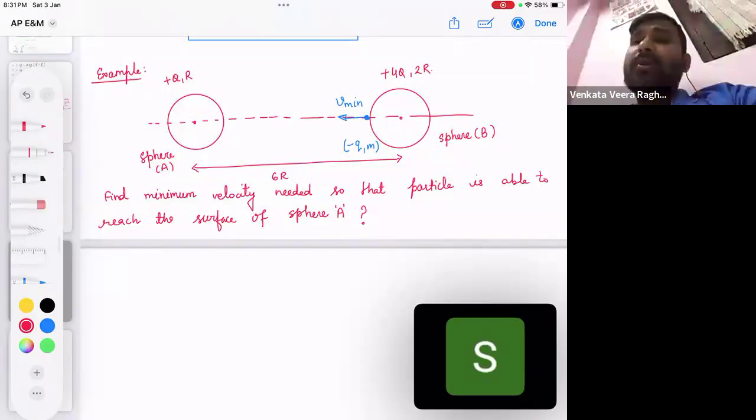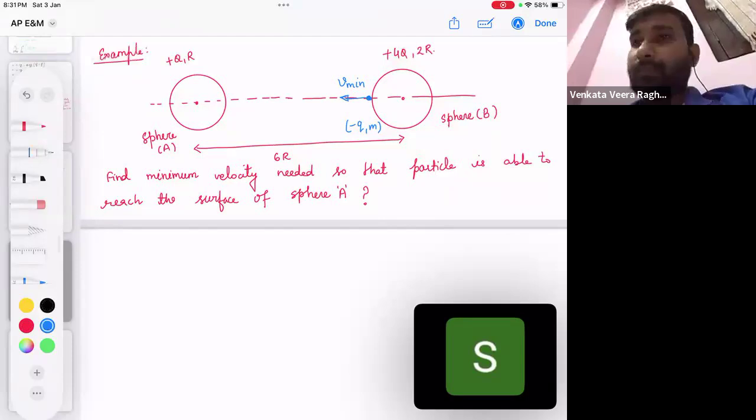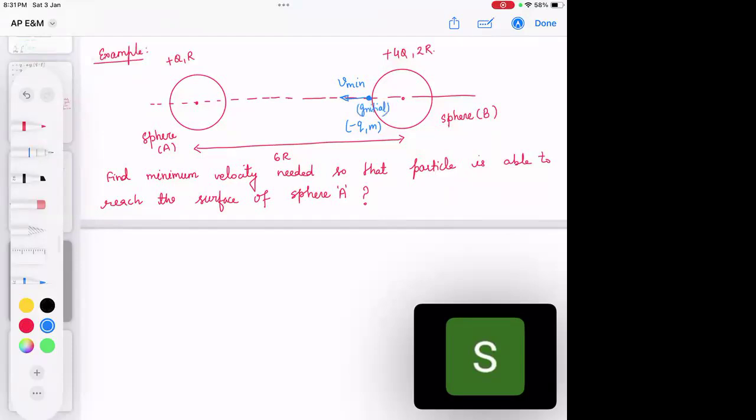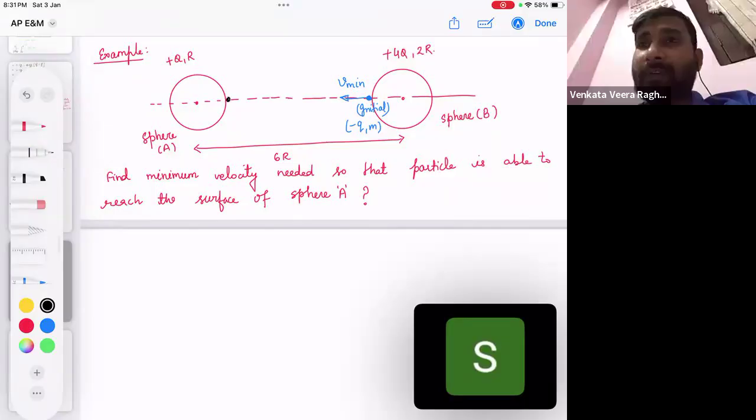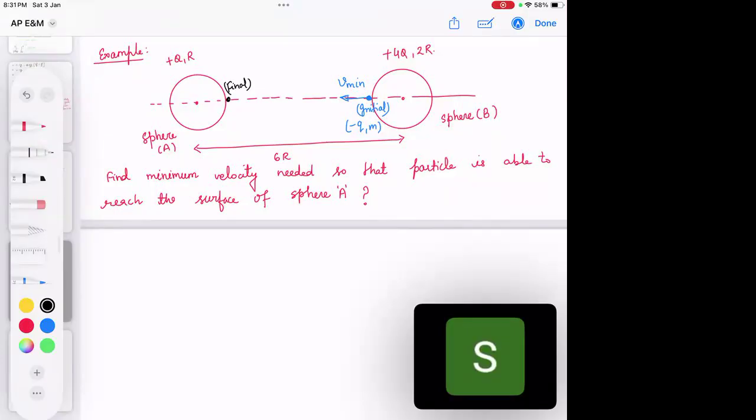What are you going to do in this question also? This is your initial point. Energy conservation is the concept. What is going to be your final point? Is this point going to be your final point? Between these two points, are you going to apply the energy conservation? No, sir. Why not? Because at some distance between them, we don't.